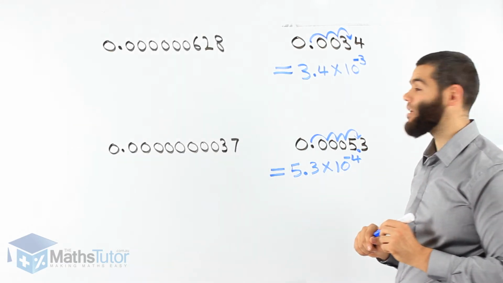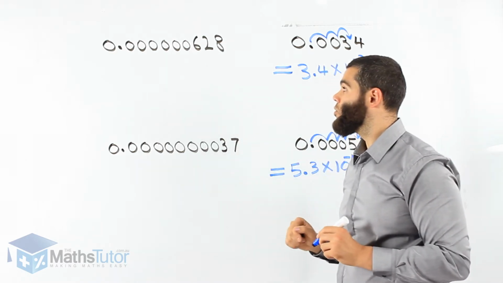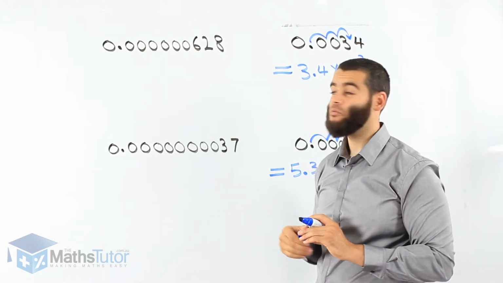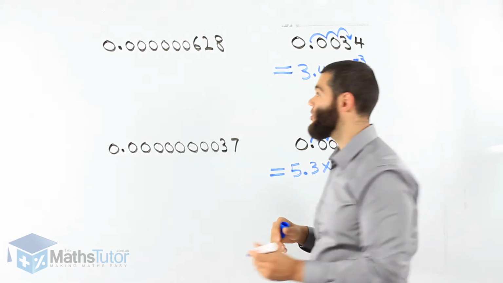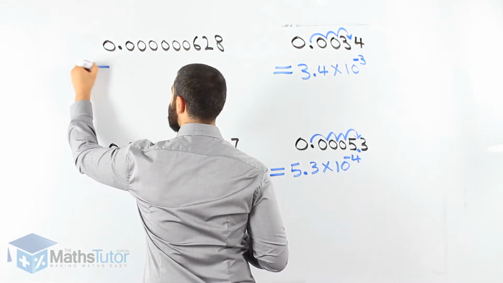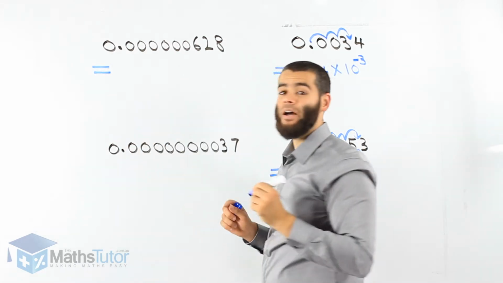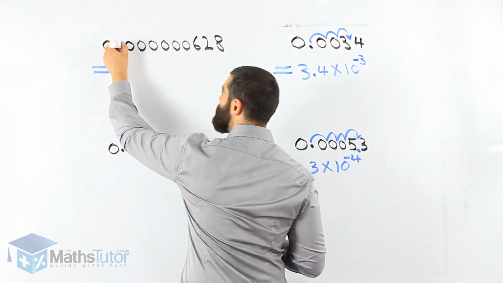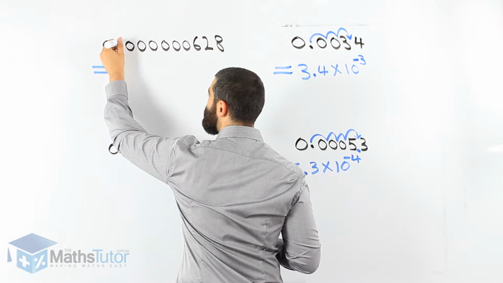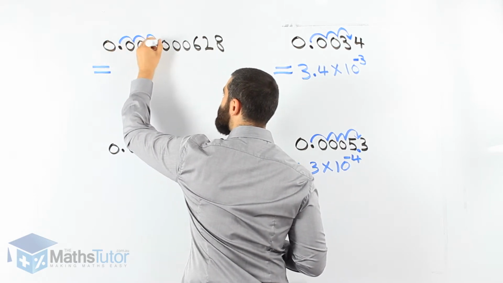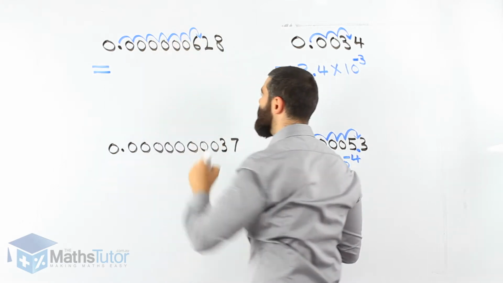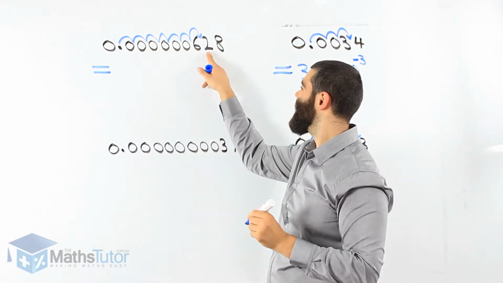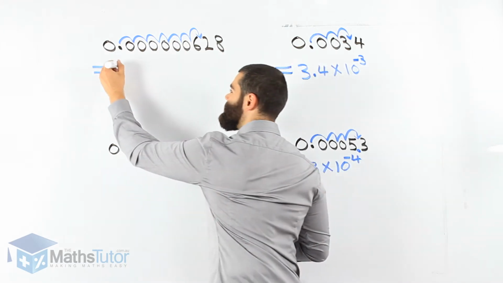Let's do 2 more examples. Wow, look how small that is. Very small. We're going to write it in scientific notation. How are we going to write it? Exactly the same method. We're going to grab our point and move it to make a number between 1 and 10. 1, 2, 3, 4, 5, 6, 7. We're going to put our point between 6 and 2.